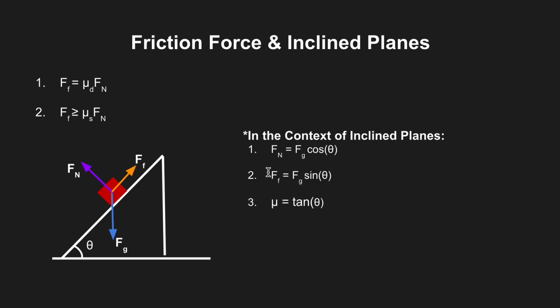And in the context of inclined planes, you can just remember that the normal force is equal to the gravitational force multiplied by cosine theta of the angle. The frictional force is equal to the gravitational force, Fg, multiplied by sine theta, and mu, the coefficient of friction, is always equal to tan theta of this angle.